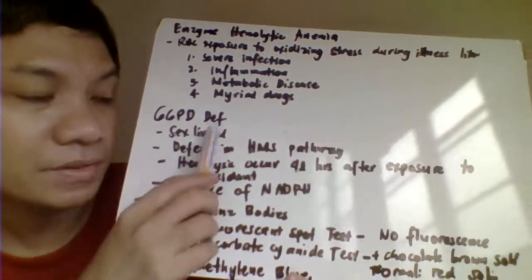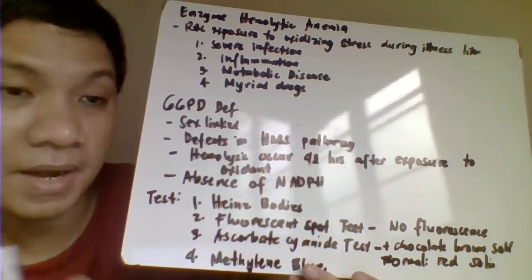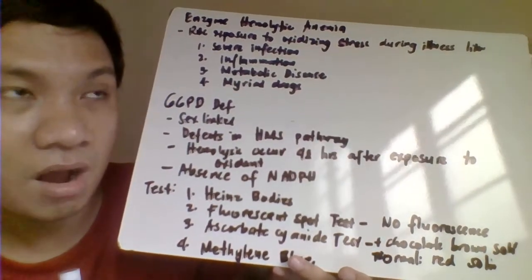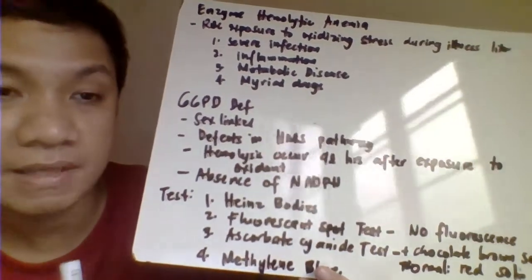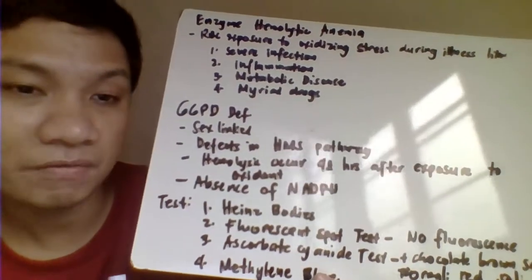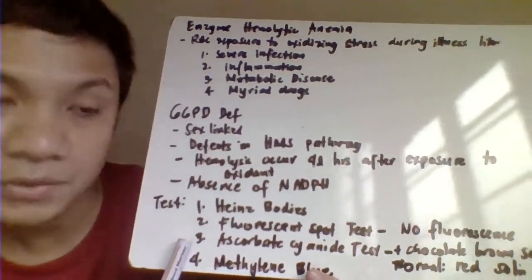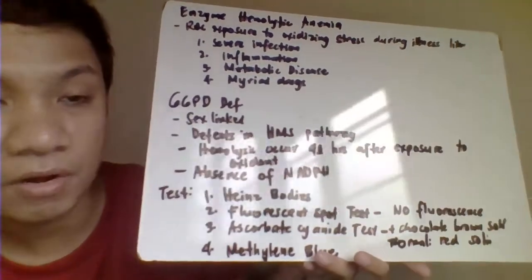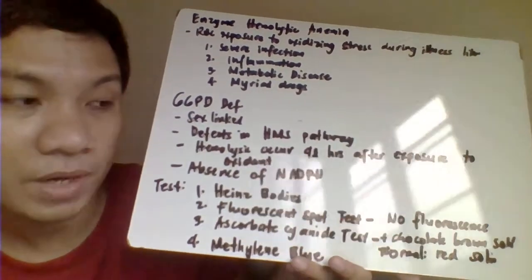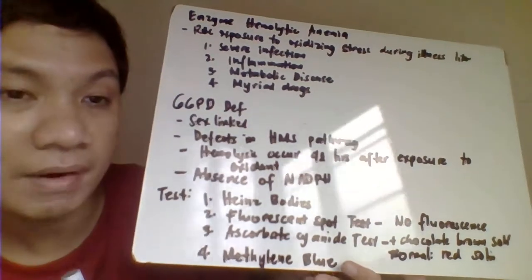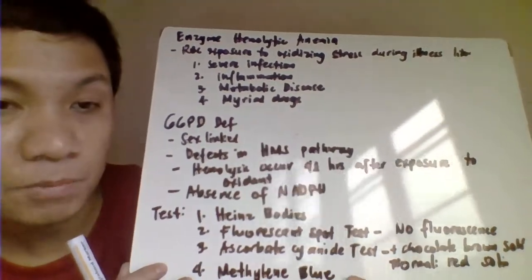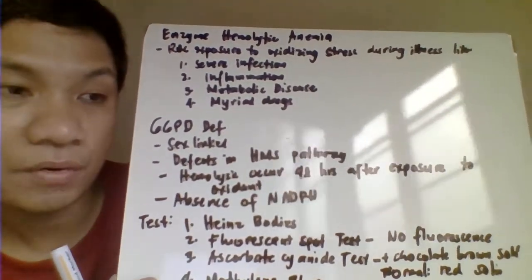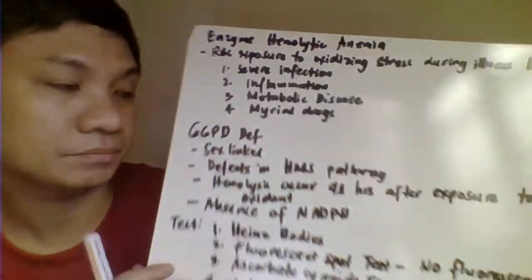So if you don't have glucose 6-phosphate dehydrogenase, you have no fluorescence, which is negative for that. If there is fluorescence, that is a positive result, okay; negative is no fluorescence. If there is no fluorescence, it signifies glucose 6-phosphate dehydrogenase deficiency. Ascorbate cyanide test: for G6PD deficiency, it will give a chocolate brown solution. Normal blood would have a reddish or red solution. Another one, the methylene blue test, will also give a positive result with glucose 6-phosphate dehydrogenase deficiency.